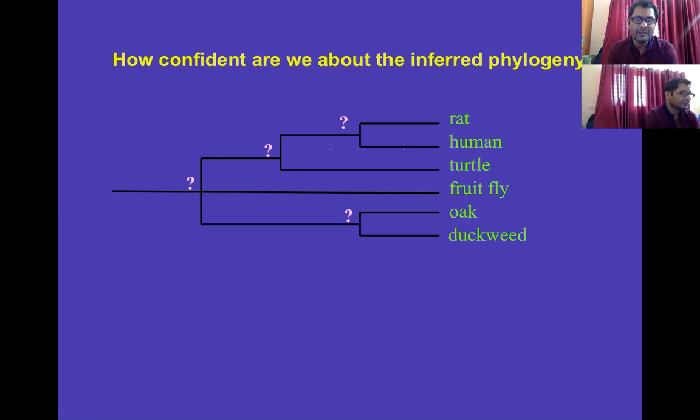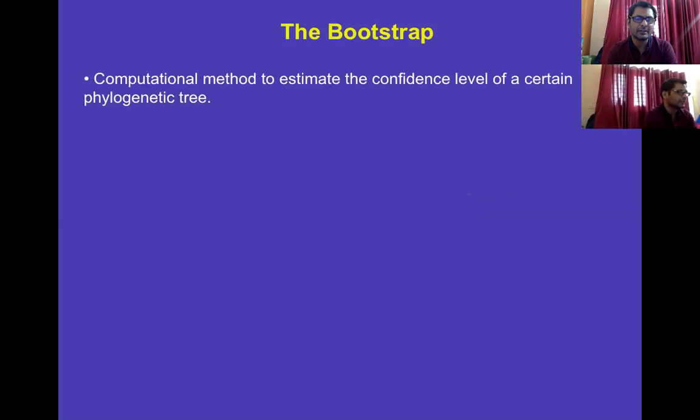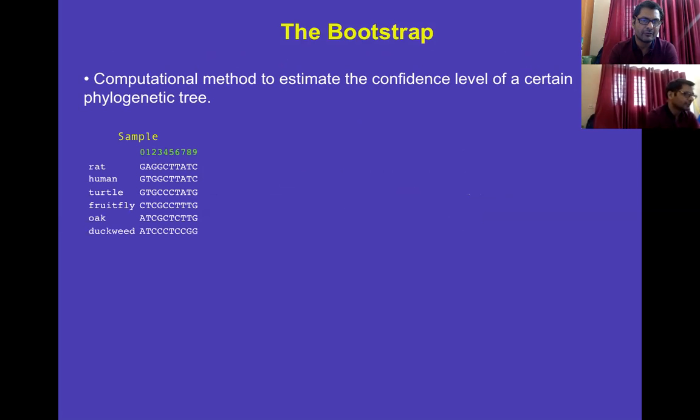Okay, so when you make a tree, how confident are you that the tree which has been deduced by any of these methods is right, and that it can be used further, right? For knowing this confidence, we use bootstrapping. So what is bootstrapping? Bootstrapping is a computational method to estimate the confidence level of a certain phylogenetic tree. How is it done?